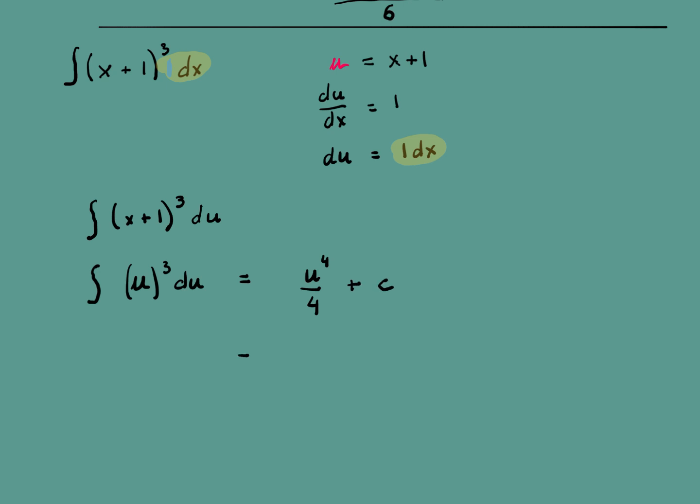Finish it off by returning the values for u. So we have x plus 1, that's what we made u, to the power of 4 over 4 plus c. And that's our answer. So I feel that one more example would be of benefit to you. I'm going to show you one where we've got a 5x plus 2 to the power of 7 dx.